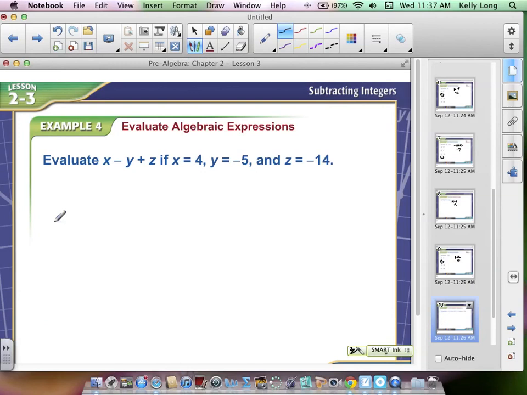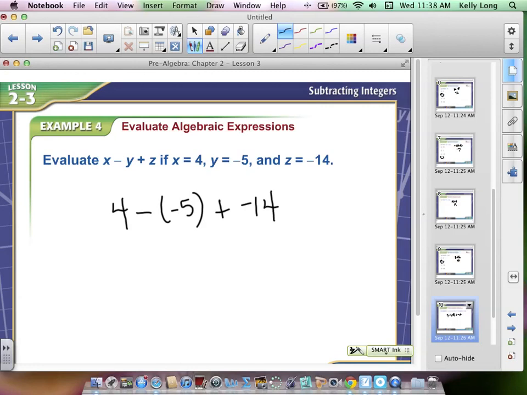Evaluate the algebraic expression. Alright, x minus y plus z. If x is equal to 4, y equals negative 5, and z equals negative 14. So let's plug them in first. I've got 4 minus negative 5. And again, I'm just going to put that in parentheses so my minus sign and my negative sign don't get confused. Plus negative 14.